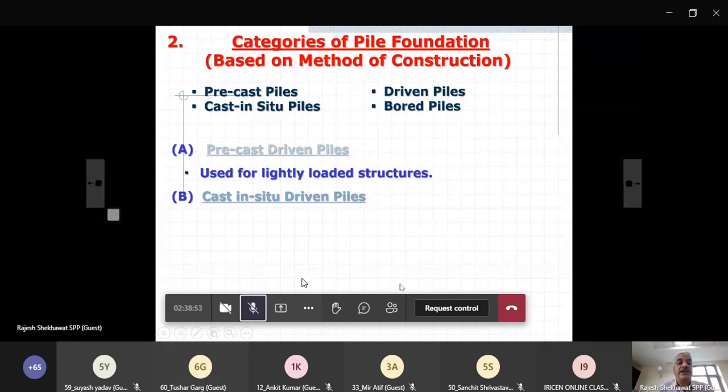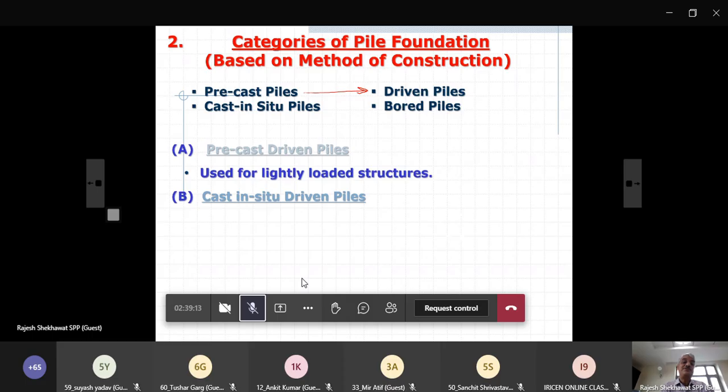Yes, sir. Therefore they are used. In homes, many times we may not call it a pile, but the stake we drive into the ground with some load on top, many times we use that. That is nothing but a precast driven pile. So this is the first type of pile, and that's why they are used for lightly loaded structures. So this combination we have seen, precast driven.